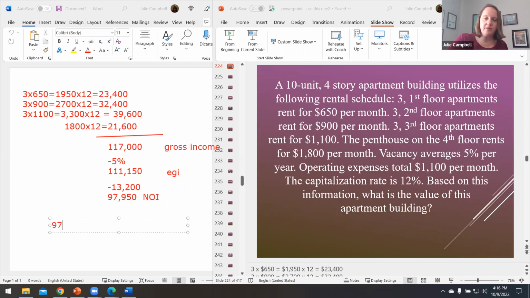Then the last step is to take my net operating income, divide it by my capitalization rate, which is 12%. So on a calculator, we take $97,950, divide it by 12%, and we get a value based on the income capitalization approach of $816,250.